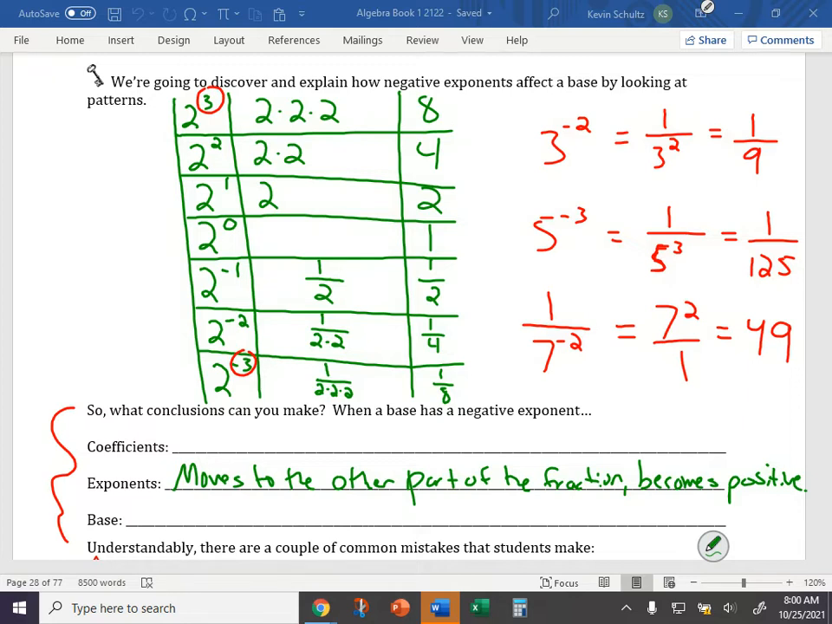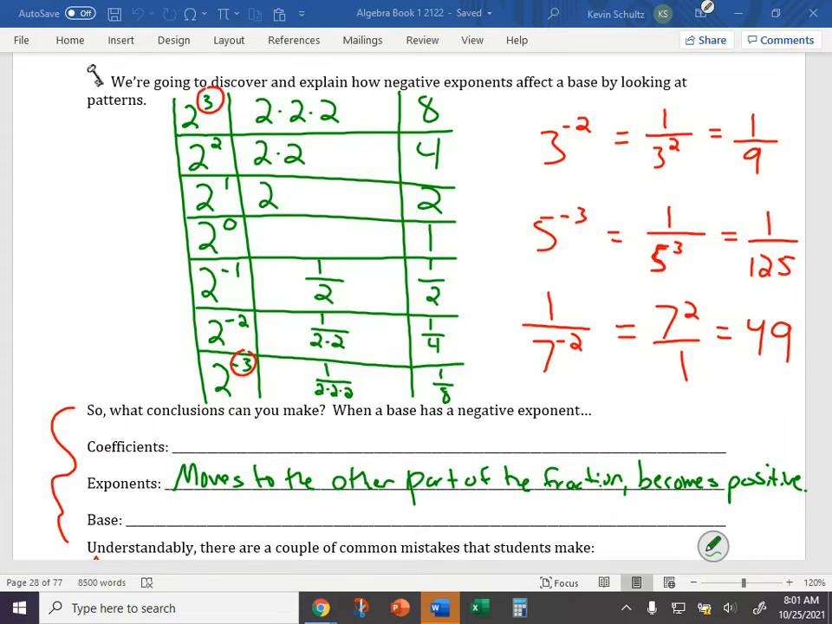Moves to the other part of the fraction and becomes positive. 3 to the negative second became 1 over 3 to the positive second, right? It moved from the numerator to the denominator. The exponent became positive. 5 to the negative third became 1 over 5 to the positive third. Moved to the other part of the fraction, became positive. When we had a negative exponent in the denominator, it moved to the numerator and became positive. That's essentially what's going on here.